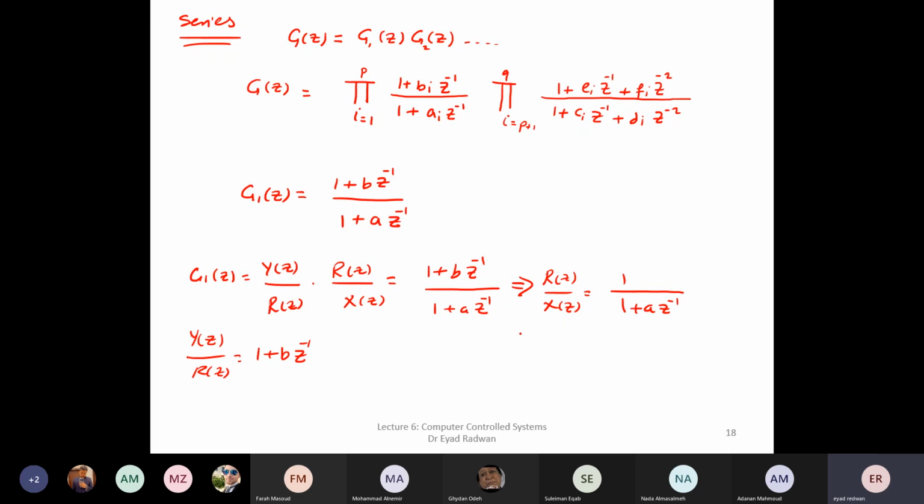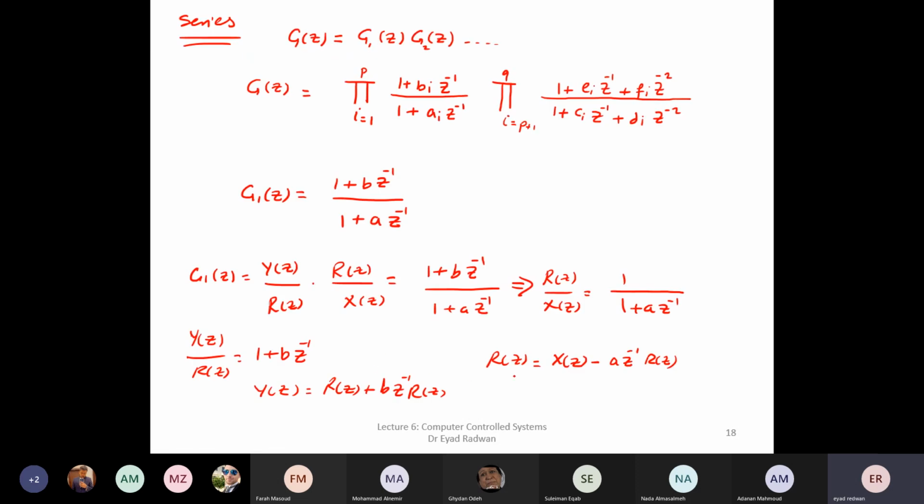زي ما انتم شايفين R of Z من هون I can write R of Z equals to اضرب هذا في هذا وهذا في هذا وانقل R of Z حتطلع معي X of Z minus اللي هي AZ inverse في R of Z. ومن هون I can write Y of Z اللي هي تساوي R of Z طلعناها من هون، لاحظ R of Z زائد B Z inverse في R of Z.